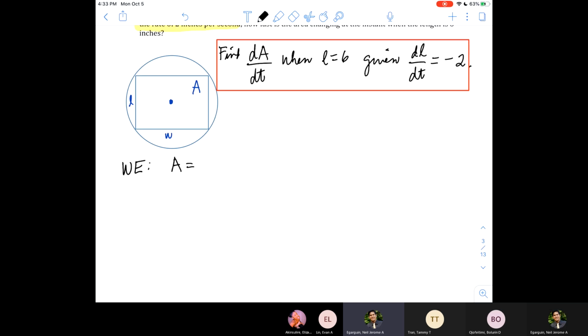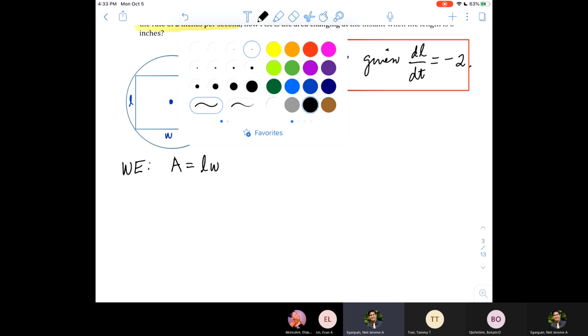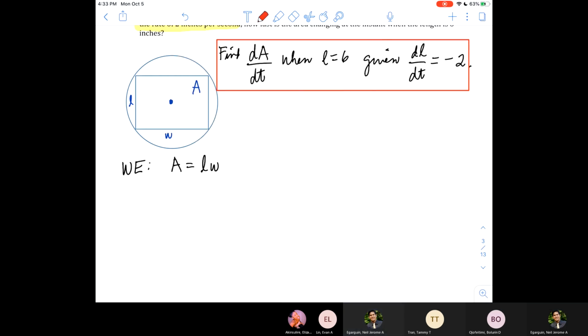But the area of the rectangle is the length times the width, okay? And then remember what will happen. The next step, if this is the correct form of the working equation, is to take the derivative of both sides with respect to time. And remember that the area, the length, and the width are all functions of time. So if I do differentiation, on the left side, I expect to get a dA over dt, right? Which is fine because that's what we're looking for.